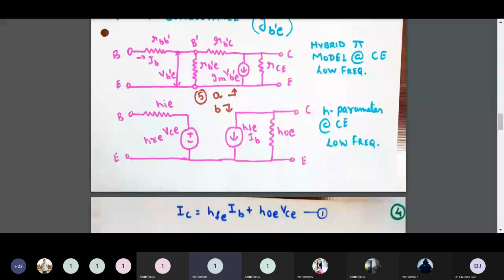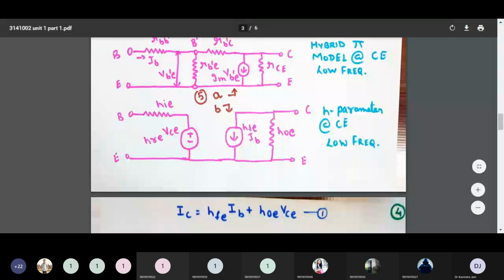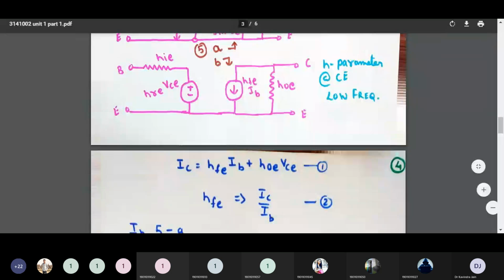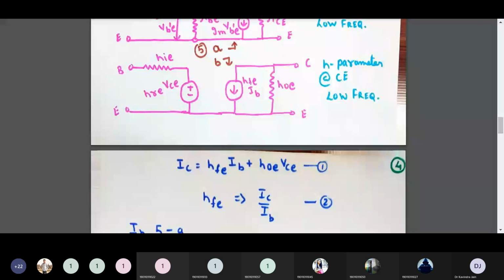Beta, the output is short-circuited, so what will HFE be? The formula is IC upon IB. Yes, IC upon IB, very good. So now HFE is IC upon IB. Guys, you are kindly requested to please mark the equations as written, because at a later stage these equation numbers would be utilized.